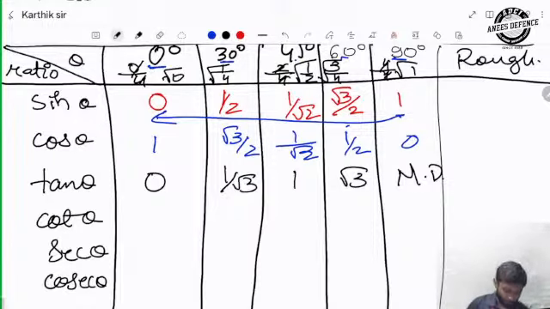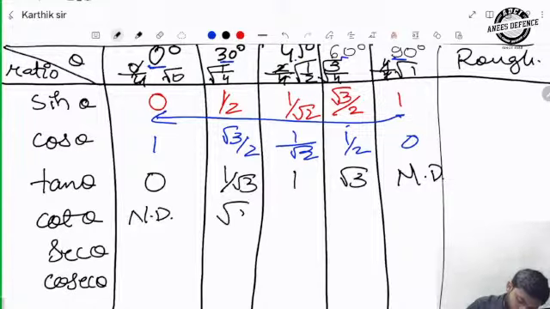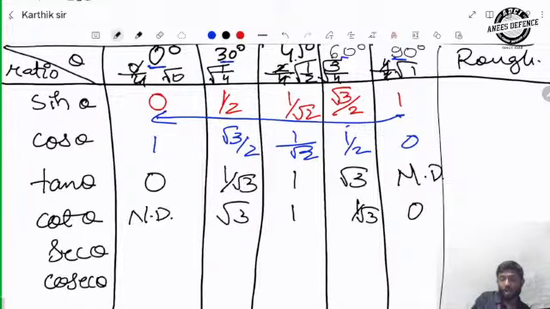Now the value of cot. The value of cot will be 1 by tan. So again, it will be not defined, root 3, 1, 1 by root 3 and 0. Remember, it is the complete opposite. Okay.